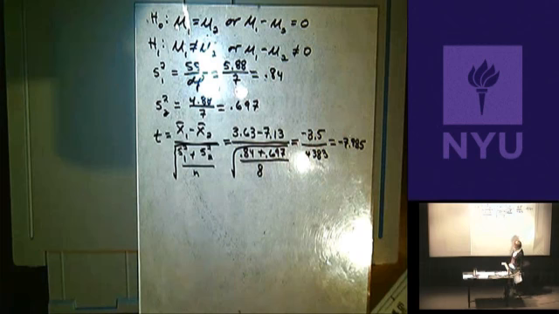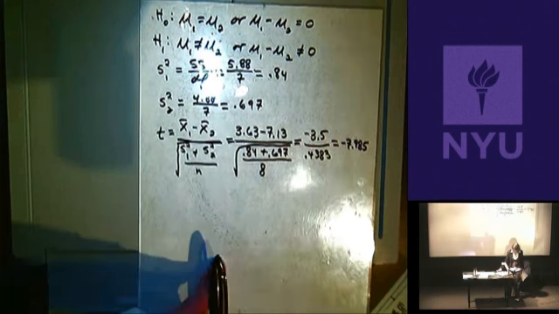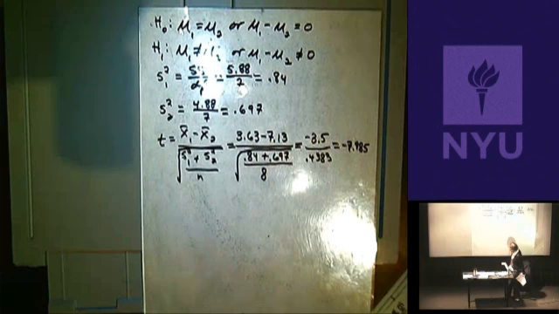That's 0.483, because there's no subscript to it. Little n means the number in each group. The number in each group.